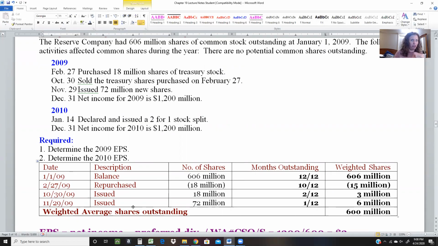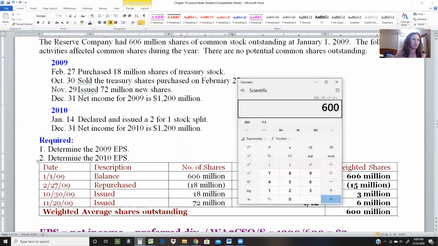So a lot of students want to start your next table with 600 million because they're like, oh, you had 600 million last year. That's what you start with. But that's not true. That's the average number we had all year. But if you remember, right at the end, we issued 72. So the number of shares we're going to start with is 606 minus 18 plus 18 plus 72. So 606 plus 72 is 678.